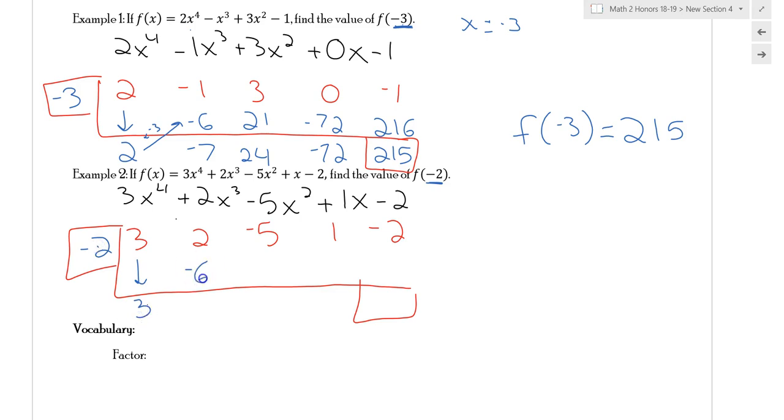-2 times 3 is -6. 2 plus -6 is -4. -2 times -4 is +8. -5 plus 8 is -3. -2 times -3 is 6. 1 plus 6 is 7. -2 times 7 is -14. -2 plus -14 is -16. So f of -2 equals -16. And that's really it for the remainder theorem.